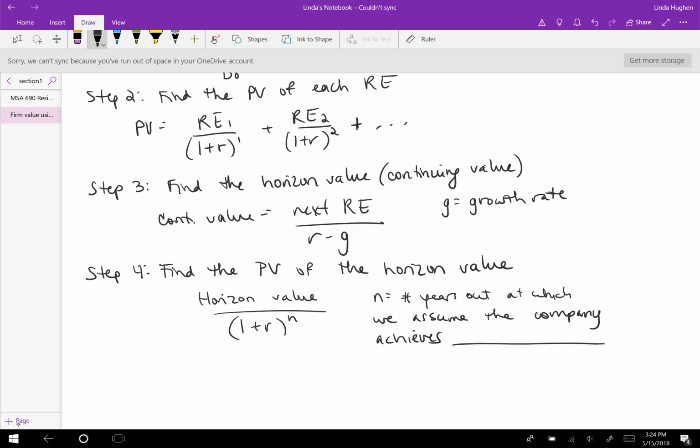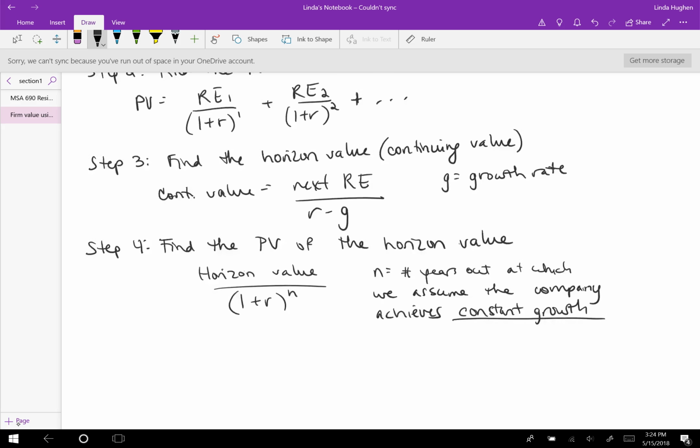what? How do you think I'm going to finish this sentence? This is the point in class where I will look around the classroom and typically, especially in an undergrad class, see everybody look away from me. What do you think the company achieves? What do you think N represents? It's the number of years out in which the company achieves constant growth. That's what our N will represent.